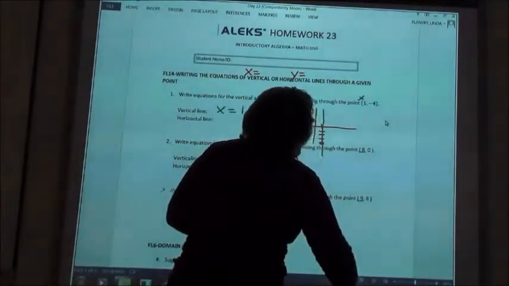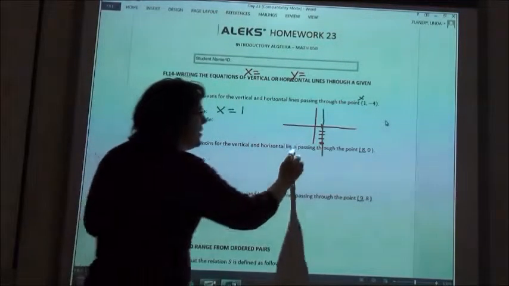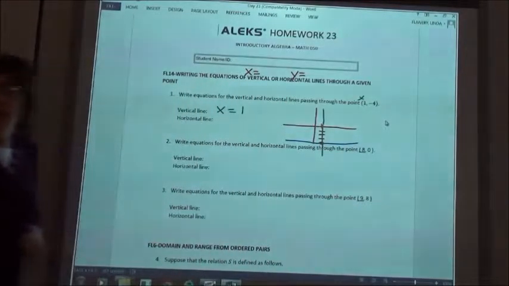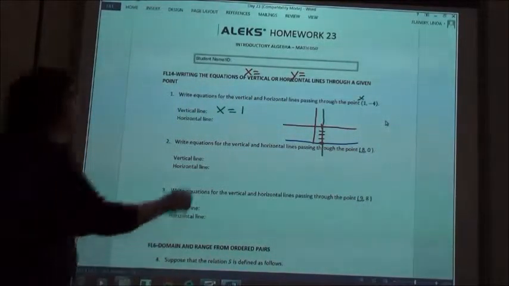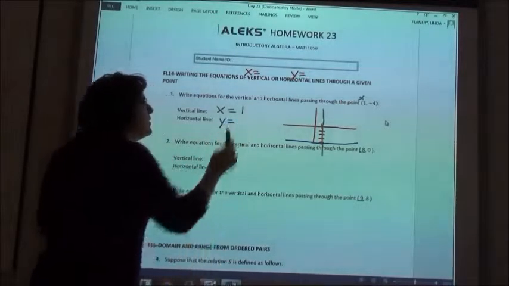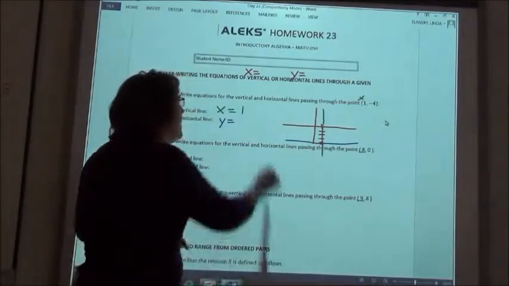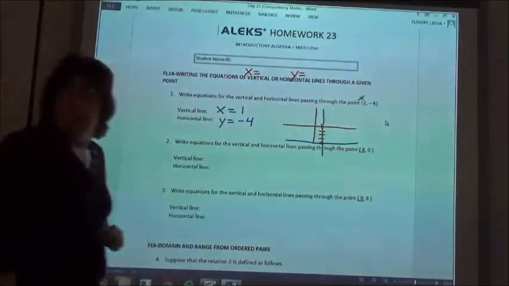If I were going to draw the horizontal line that touches that point, it would go like this, if I could draw straight. We know that if it's a horizontal line, it's going to go y equals, and in order to touch this point, the y value would have to be the -4.